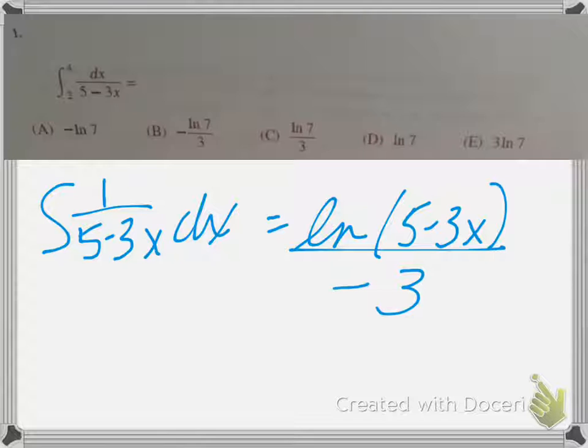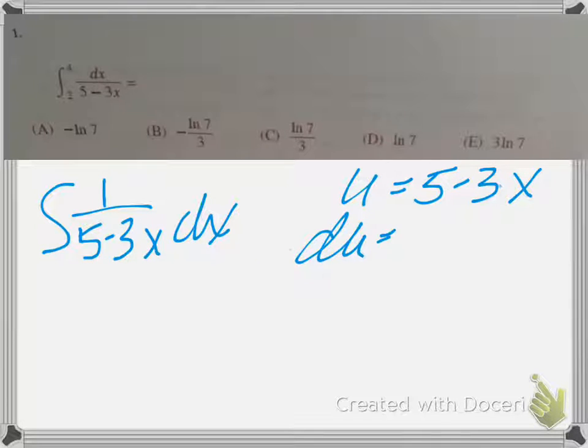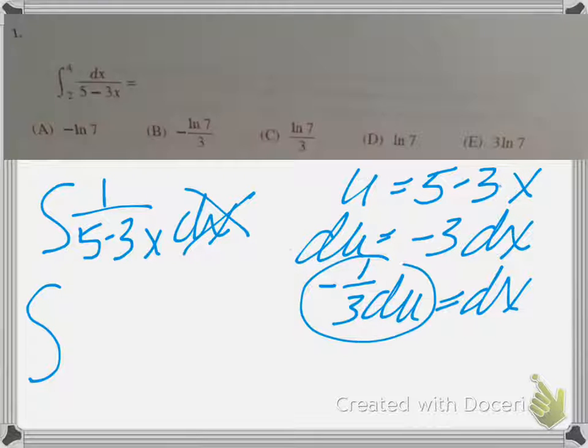Okay? Or another way to think of it is, you can use u substitution and you can say u equals 5 minus 3x. Solve for du and then divide by negative 3. And then when you substitute, you could take out this dx and replace it with negative 1/3 du. Let me just make some room here.